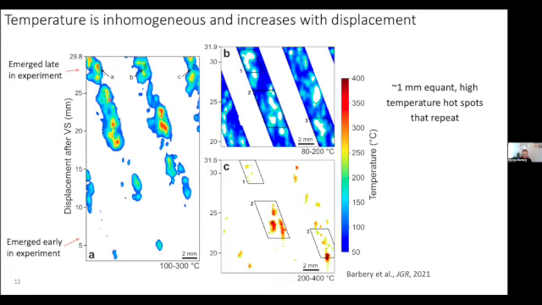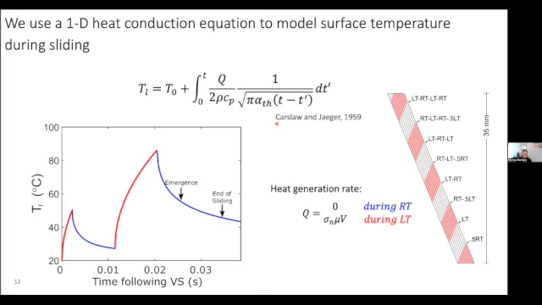The other thing, though, I want to point out is we get repeated hot spots in all of our experiments. So you notice here we have some of these in red. Those are about 300 degrees C, roughly 1 millimeter equivalent hotspots that occur in our experiments. We see them in all of our experiments, and we also see them repeating between experiments, which has been pretty interesting. And particularly in the later section of this talk, we're going to talk more about those hotspots.